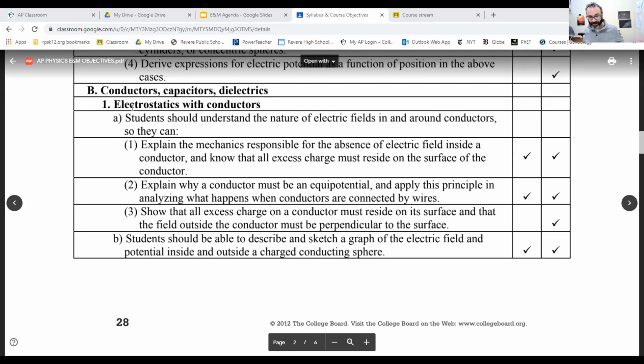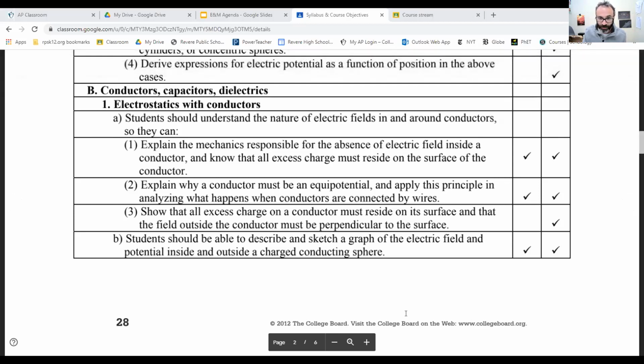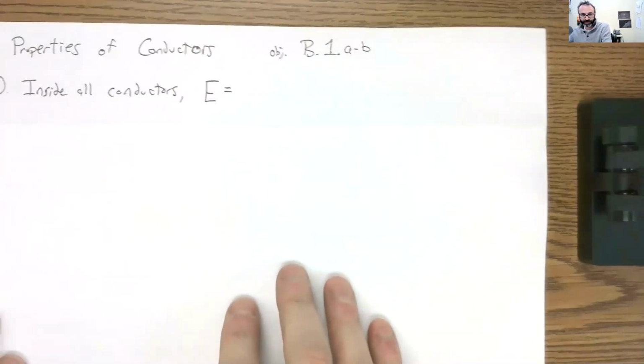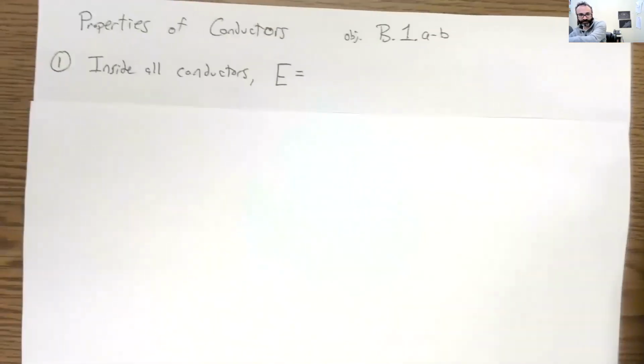And then be able to describe and sketch a graph of the electric field and potential inside and outside a charged conducting sphere. So those are the objectives for today's lecture. Right, objectives B.1, A and B.